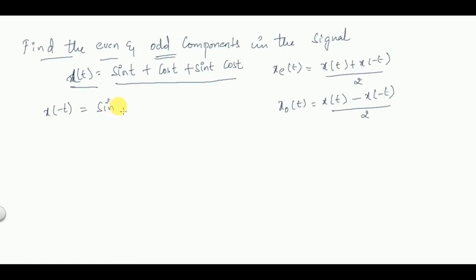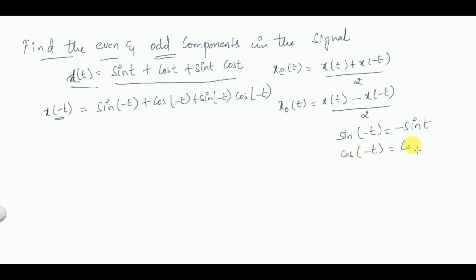So sine of minus t plus cos of minus t plus sine of minus t into cos of minus t. Just in the place of t we are substituting minus t. We know that sine is an odd signal, that is sine of minus t is equal to minus sine t, and cos is an even signal, so cos of minus t is equal to cos t. These are the basics of trigonometry.